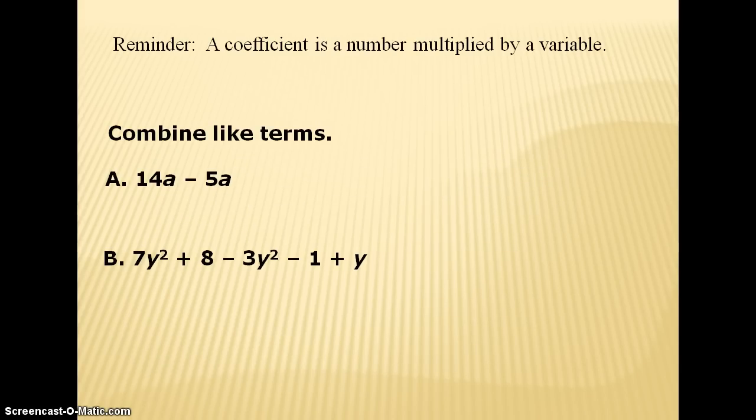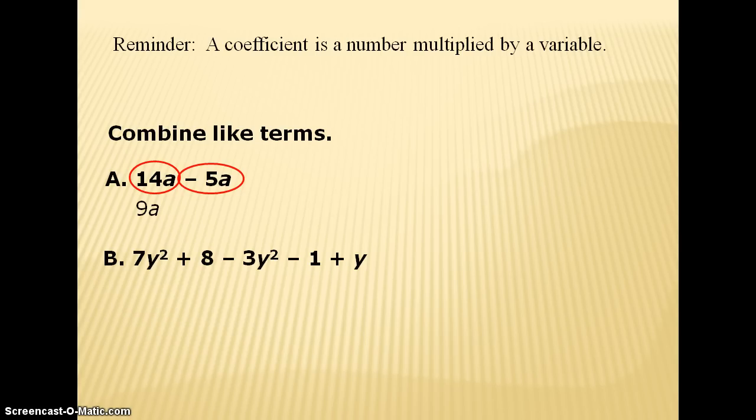Quick reminder, a coefficient is a number multiplied by a variable. So in example A, we have 14 times A, 14 is the coefficient. 5 times A, 5 is the coefficient. So in example A, we're combining 14A minus 5A. That's no different than just subtracting 14 minus 5, because both have A to the first power. So when we subtract those, we get 9A.